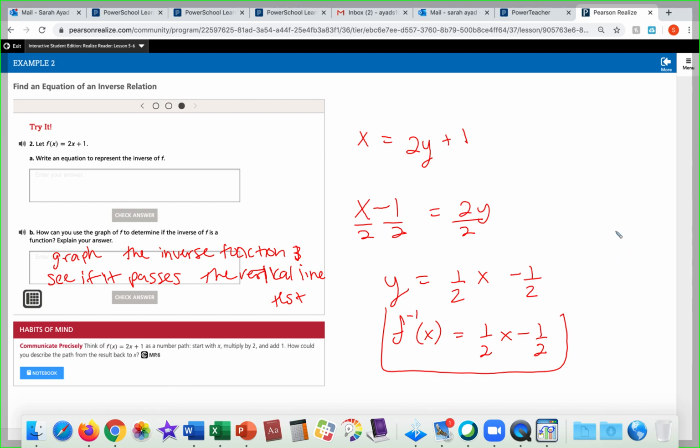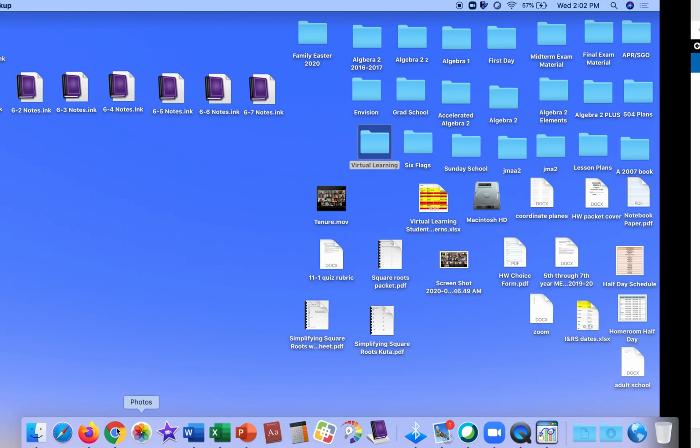So you could also graph the original function. If I graph this original function, it's just a line. If I use a horizontal line test, if I draw a horizontal line at any point and it never goes through more than one point, I know then that the inverse will pass the vertical line test, making it a function. Okay, so you could either graph your final answer, see if it passes the vertical line test, or graph the original function and see if it passes the horizontal line test.